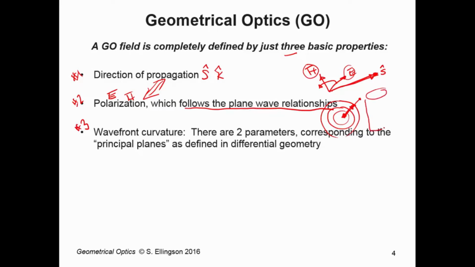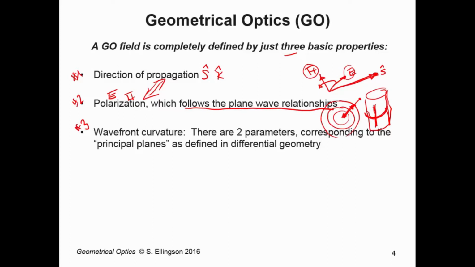So here is a picture of the constant phase front of a cylindrical wave. If I measure the curvature of the phase front in this dimension, I measure the radius of that cylinder. But if I measure the curvature in this direction, I measure infinite radius of curvature. That is 0 curvature. So I get 2 very different numbers.